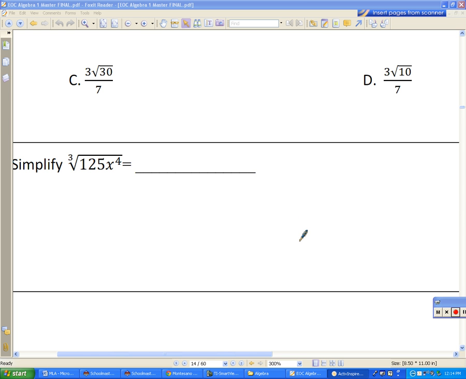Okay, now I still have the x to the 4th to mess with. Okay? So what I'm going to do is change that into x to the 3rd times x. Okay? Can anybody tell me why I did that? Well, what is the cube root of x to the 3rd? Yeah, you do. X. Just like the square root of a squared is a, the cube root of x cubed is x. So now I can take this and move it out also.